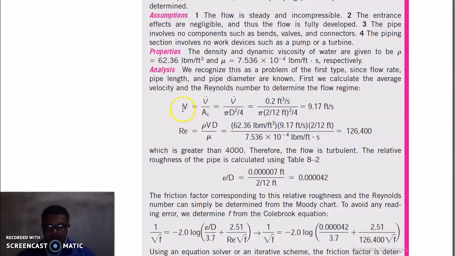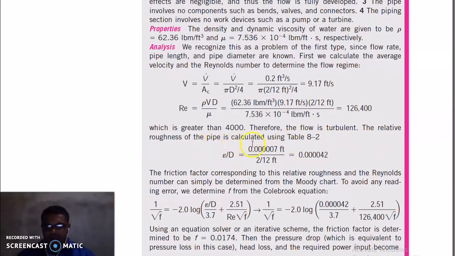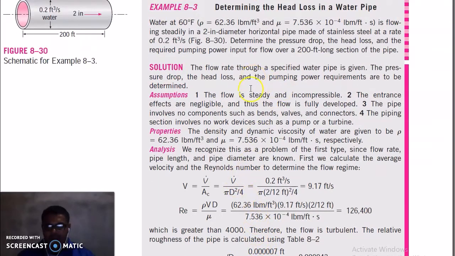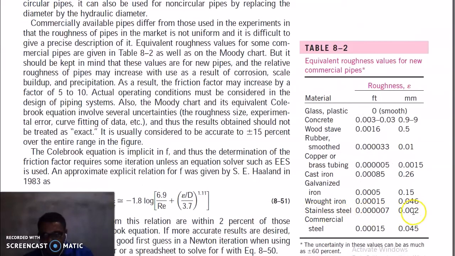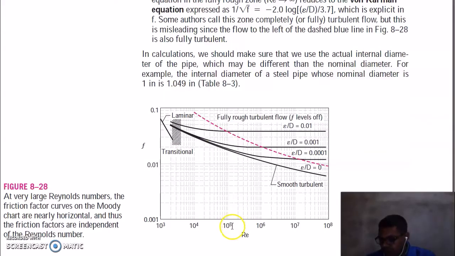First find the velocity, that is volume flow rate divided by the cross-sectional area of the pipe, which is 9.70 feet per second. Find the Reynolds number corresponding to this velocity, which is density times V times D upon mu, which is this, and this is much larger, so it is turbulent flow. The relative roughness of the pipe is calculated, E by D. The value of E is given here for a stainless steel pipe from this table. Now we have the E upon D ratio, which is 0.000042, and the Reynolds number of 126400, which is somewhere here.